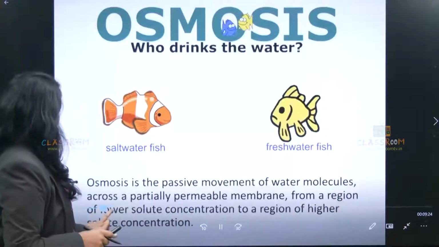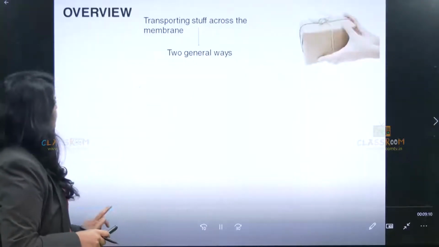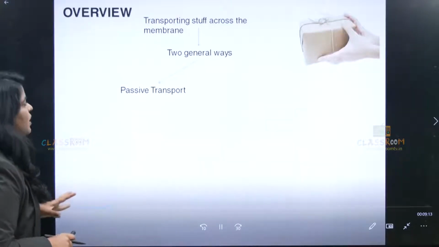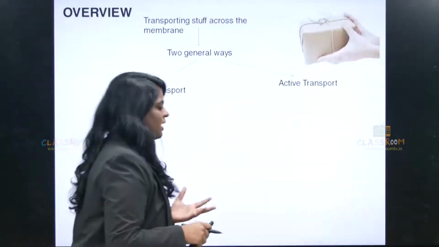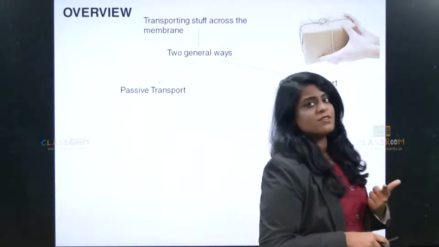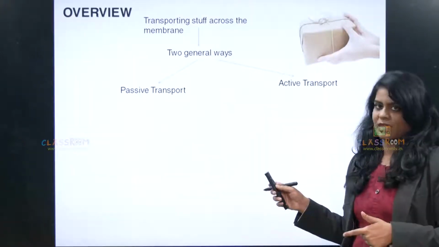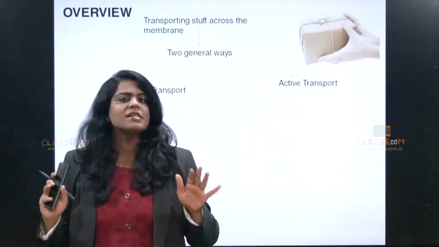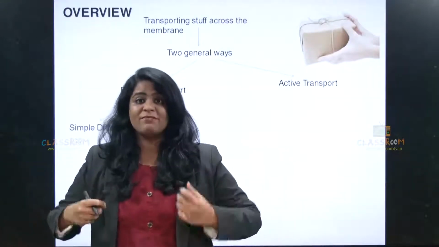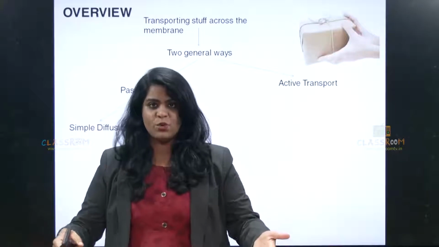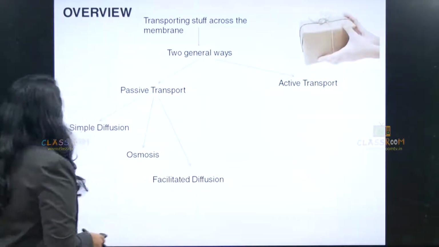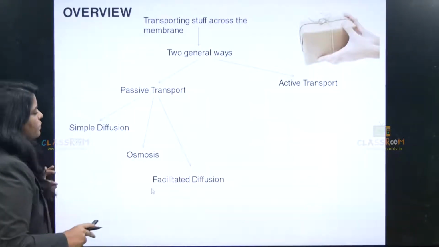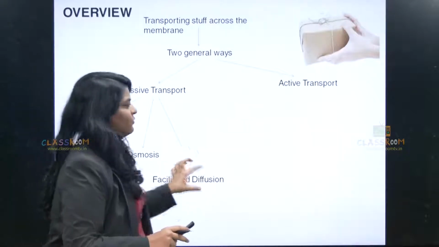Now coming to types of transportation. So there are basically two types of transportation. One is the passive type and one is the active type. Okay, so passive, by the name itself, it is like slow. Active means it really needs to pump and do some action. So in passive you have diffusion, osmosis and facilitated diffusion.